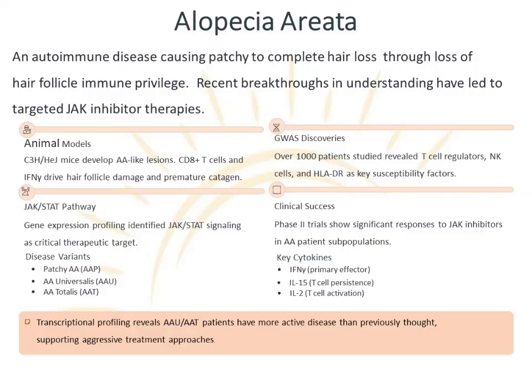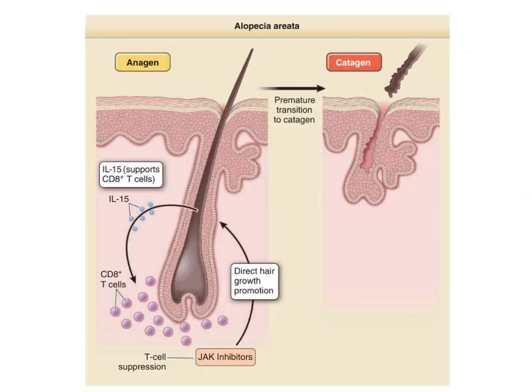The next condition is alopecia areata, an autoimmune disease that causes patchy or complete hair loss. In this disease, the immune system attacks hair follicles, especially during the active hair growth phase. Cytotoxic CD8-positive T cells and inflammatory cytokines such as interferon gamma and IL-15 play major roles in damaging hair follicles. Advances in genome-wide association studies, or GWAS, have identified several genes associated with susceptibility to this disease.